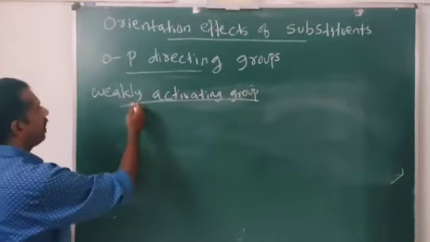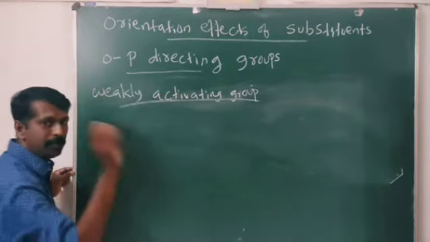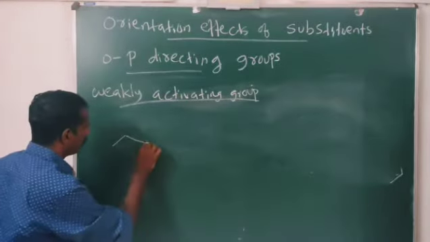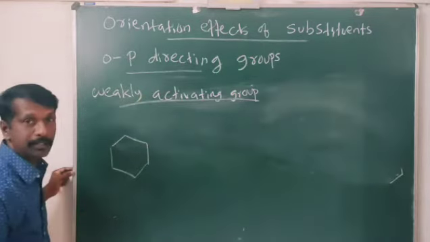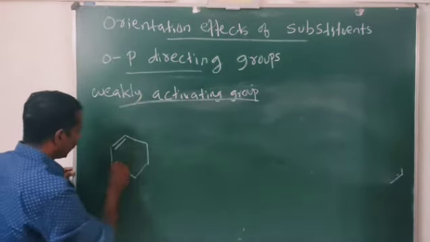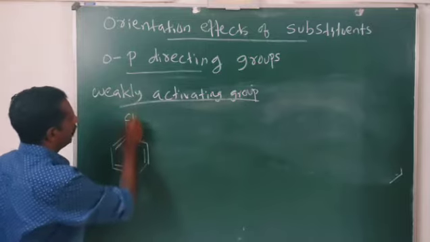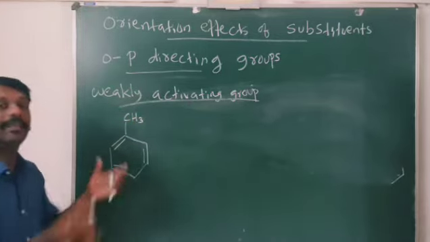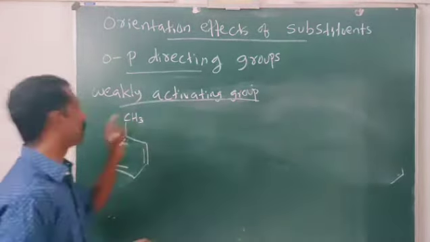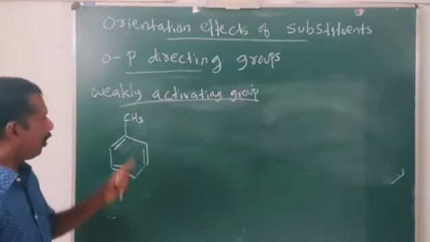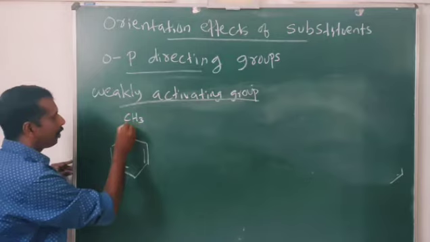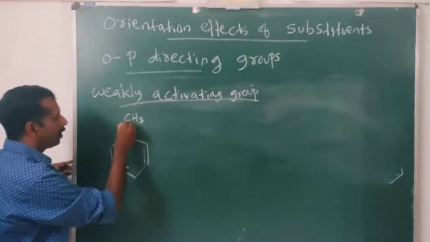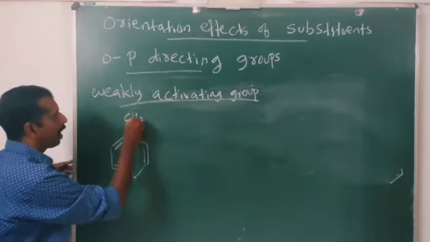Now I am taking a weakly activating group. What do you mean by weakly activating group? Look here. These are also ortho-para directing groups. Suppose here it is a CH3 methyl group, an alkyl group. If an alkyl group is present on the ring, the carbon's outer electrons are 4.